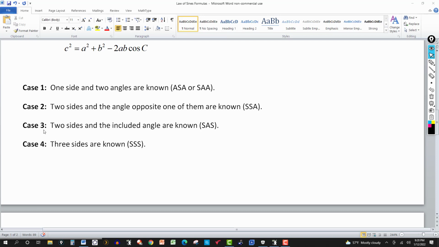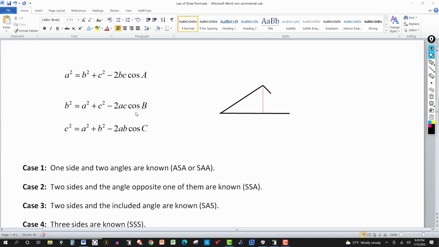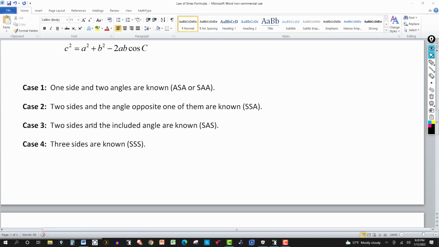Let me jump to number 3: two sides and the included angle. So that could be side A, side B, and the included angle would be C. Or side A and C, the included angle would be B, and so on. So two sides and the included angle are known. This notation is side, angle, side. Number 4, three sides are known. That'll be side, side, side.